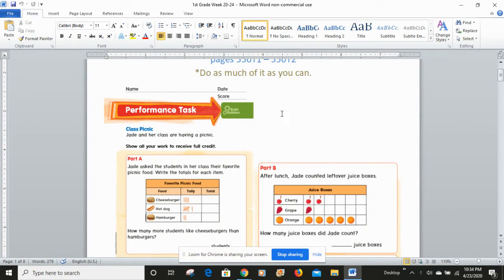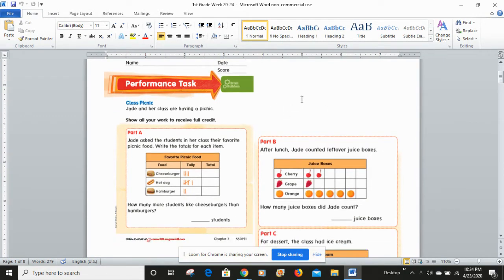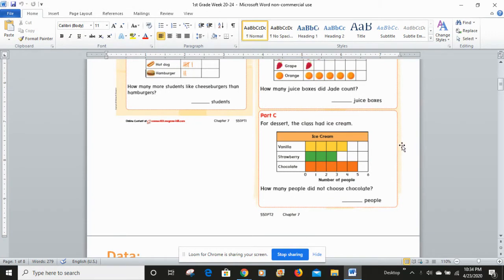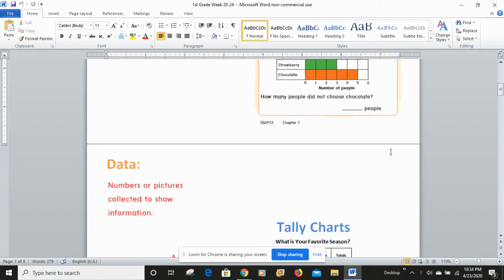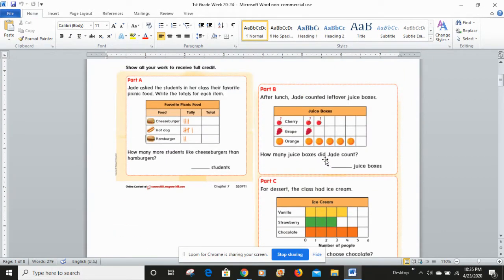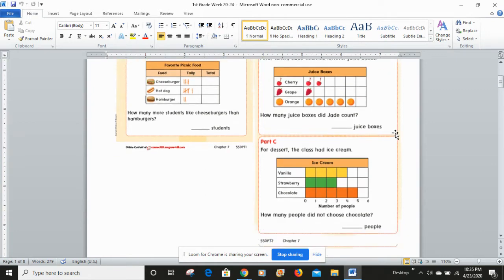The performance task looks at 3 parts. Part A, which is a tally chart. Part B, which is a picture graph, and part C, that's a bar graph. If you remember, what we're doing in all 3 of those is collecting data. All data are numbers or pictures collected to show information. You can see that these have different favorite picnic foods, juice boxes, and ice cream.